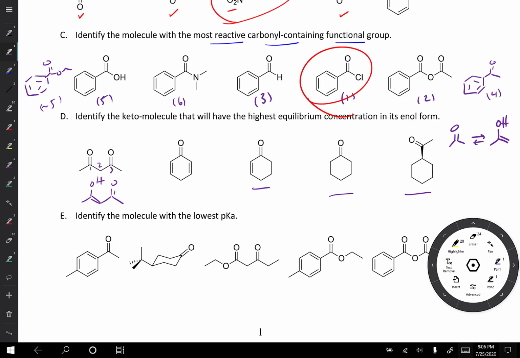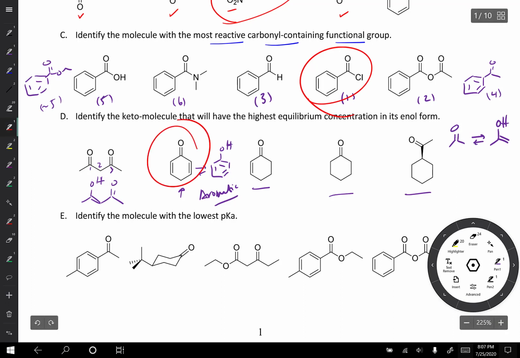Of the enol form, but this one in particular, what would this one look like? This one's kind of neat. The enol form of this guy would actually be phenol. And we know that this is very stable. It's aromatic. So if you can make an aromatic ring with this enol form, that would be very stable. So here, identify the highest. It would be this one.